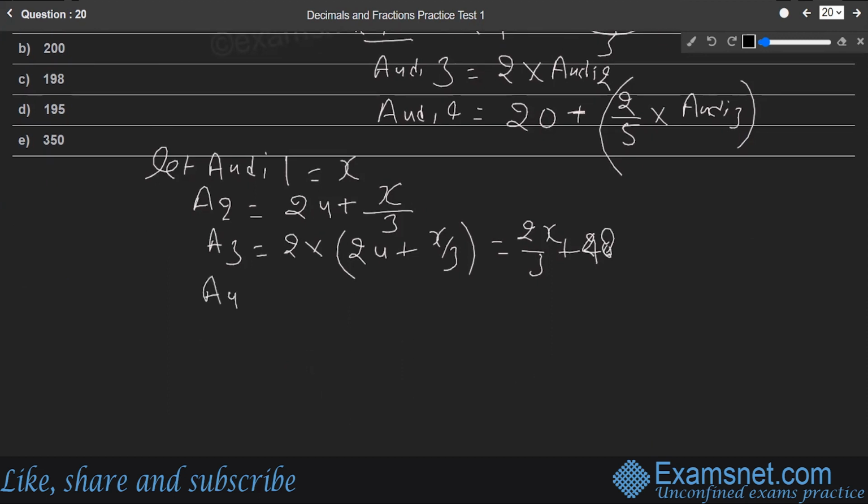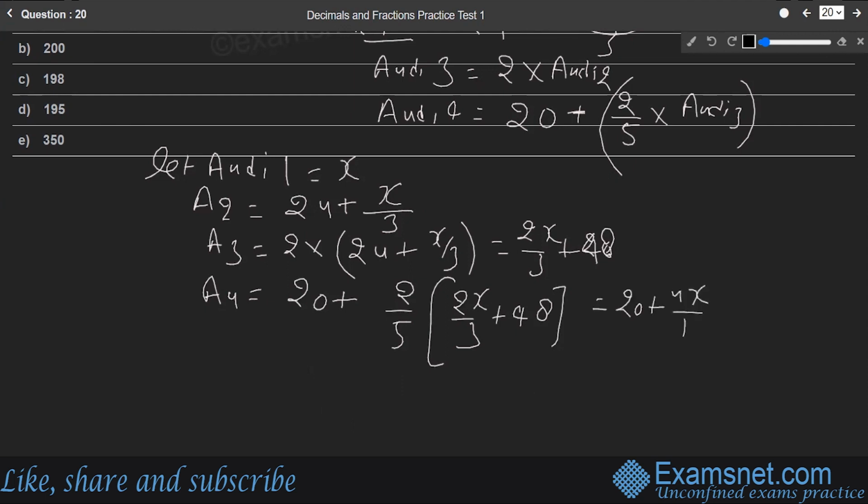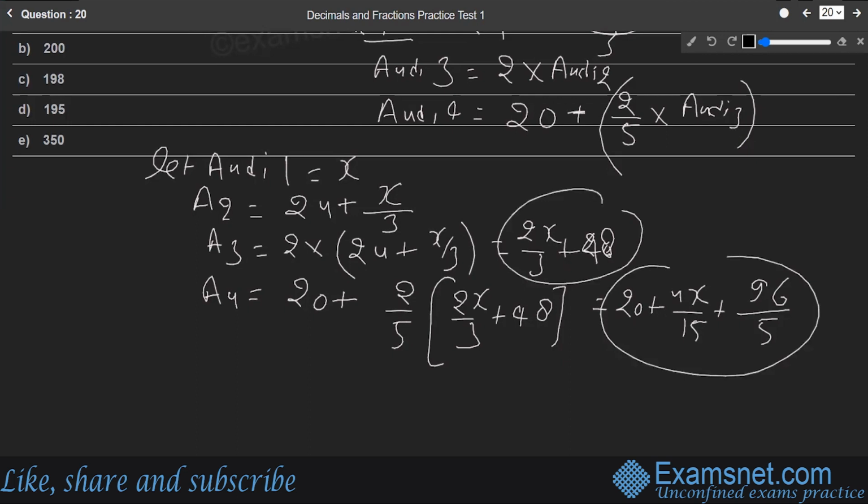Now let us talk about Audi 4. He says Audi 4 has got 20 plus 2 by 5 of Audi 3. So we have to do 2 by 5 of Audi 3. Audi 3 has got 2x by 3 plus 48, which we just calculated. So we can simplify this. This is becoming 20 plus 4x by 15 plus 2 into 48, which is 96, divided by 5. So this is the strength of Audi 4. This is the strength of Audi 3. This is the strength of Audi 2. And this is the strength of Audi 1.